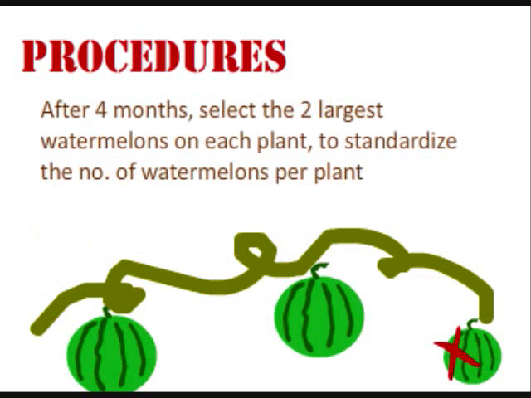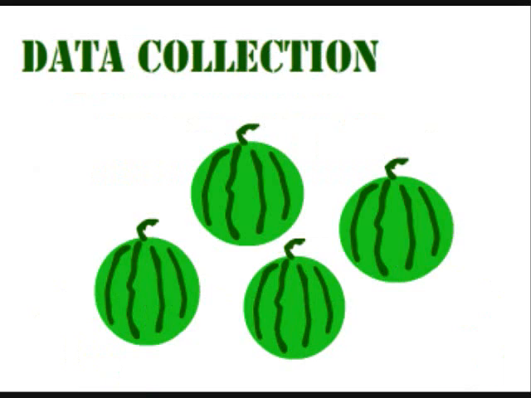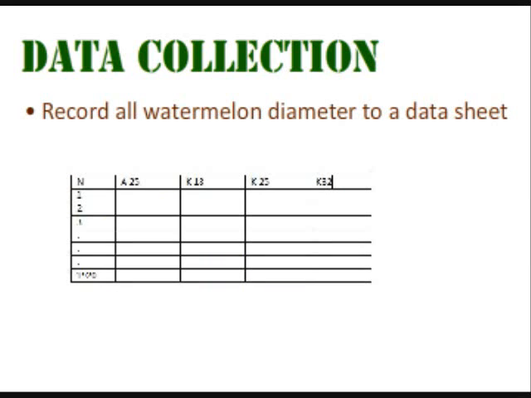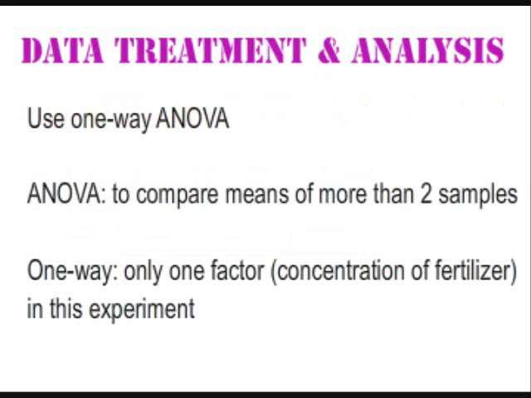After 4 months, we select the 2 largest watermelons on each plant so as to standardize the number of watermelons per plant. On the 240th day, we record the diameters of the watermelons by direct measurement. We measure the diameters using digital caliper. The diameters of the watermelons are recorded to a data sheet. Dead or deformed watermelons are neglected.